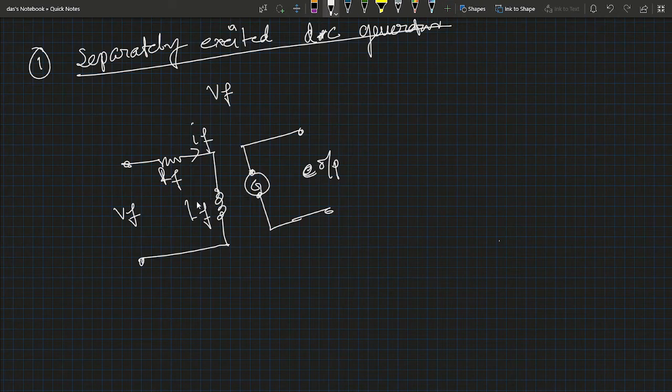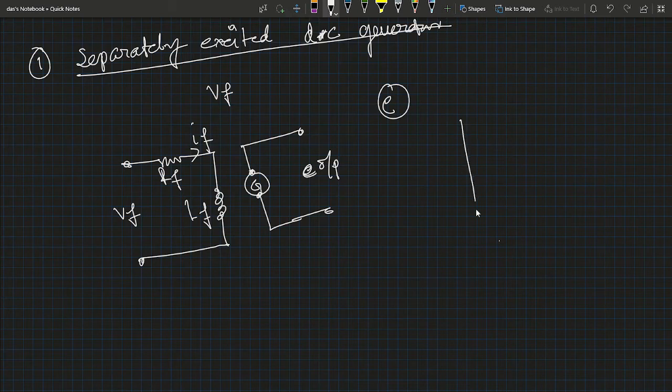Now one thing should be remembered: in this circuit diagram, the resistance and the inductance of the field winding are RF and LF respectively. The generator is driven at a constant speed and is operating in the linear portion of the magnetizing characteristics. So the current IF flowing in the field winding produces a flux in the generator, which in turn induces a proportional voltage at the armature terminals. The relationship between the voltage E and the field current IF is given by the magnetization characteristics.